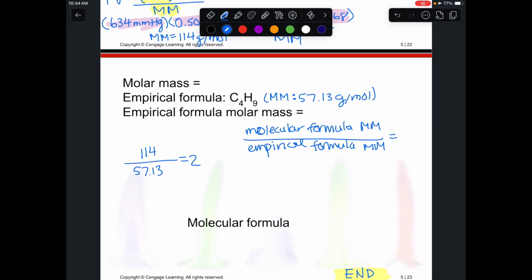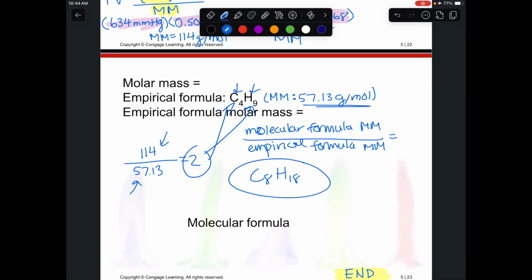So our molecular formula molar mass is what I just solved for in my previous equation, which is 114. You can see that here. And then I went ahead and added 4 carbons and 9 hydrogens up and got 57.13. That goes on the bottom. And my multiplier is 2. That is not my final answer. I'm going to go ahead and multiply that 2 by both of these subscripts to get C8H18. Okay, and this is called octane, oct meaning 8, so it makes sense that there's 8 carbons here. Just a nice little check.